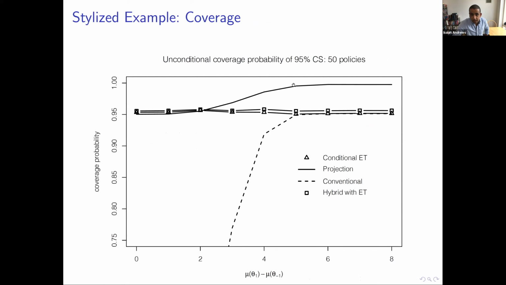The solid line here is the coverage of the projection confidence set. And we see that its coverage is right around the nominal level, 95%, when all the treatments are equally effective, but that it substantially overcovers in this case where one treatment is much more effective than the others. Looking at the conditional and hybrid, by contrast, we see that their coverage is close to 95% uniformly across the different parameter values we're considering.